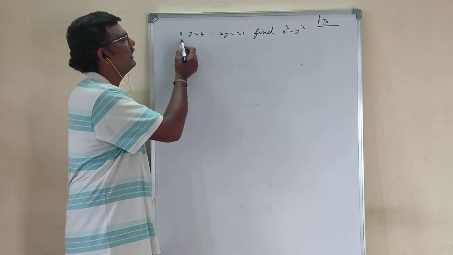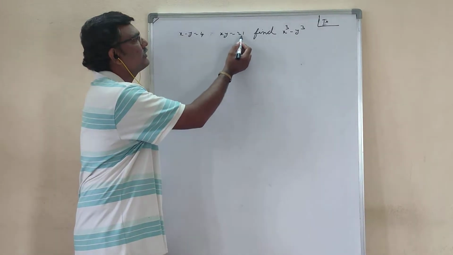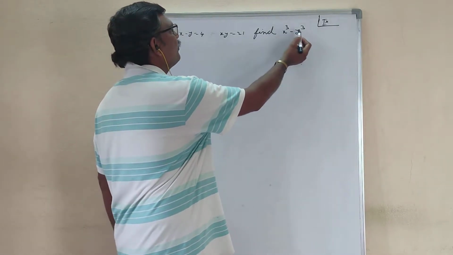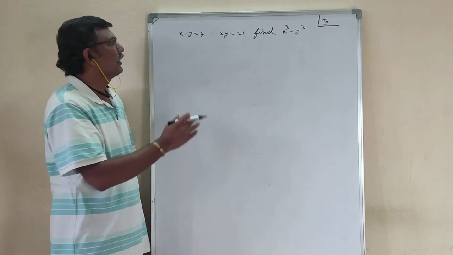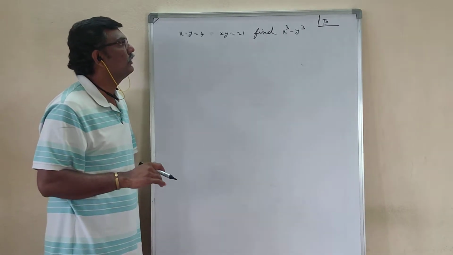The given question: x minus y is equal to 4, xy is equal to 21, find x cube minus y cube. Okay, let's see how to do it.